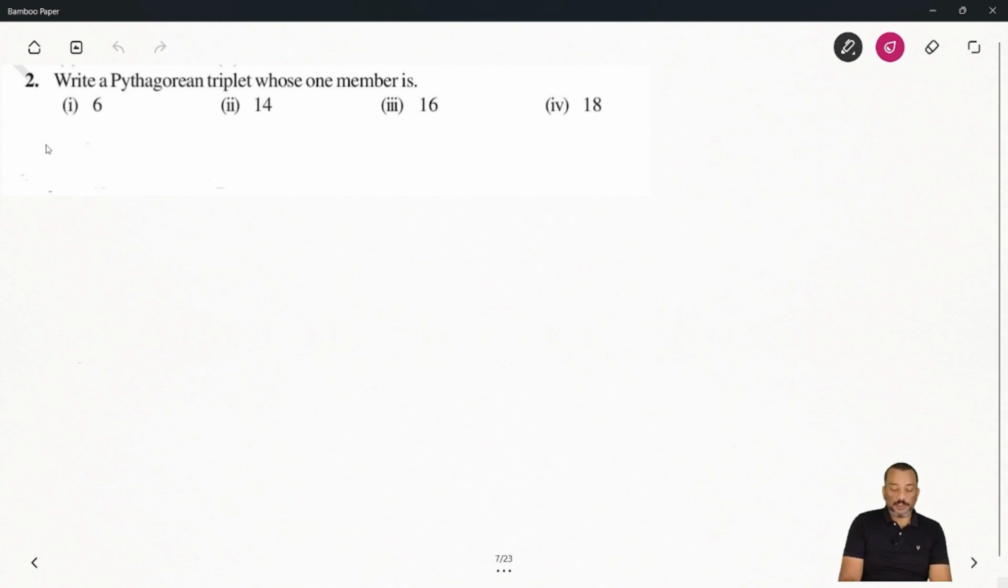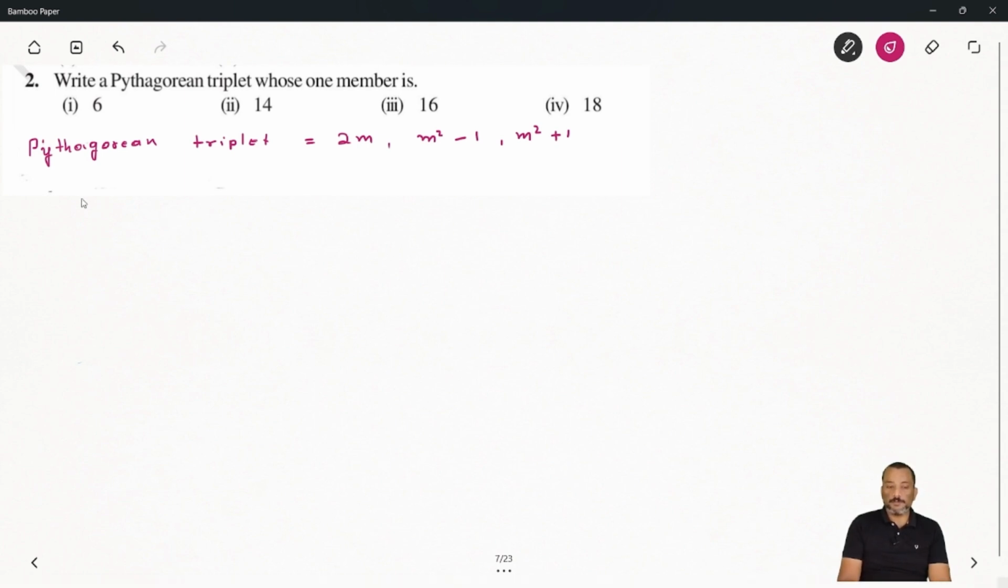So before going with the Pythagoras triplets, you can understand one point. Whenever you are going to find a Pythagoras triplet, you have to always remember a Pythagoras triplet always exists in the form of 2m first, then second one m square minus 1 and m square plus 1. So always a Pythagoras triplet exists in this form. Okay, so we have to find according to that.